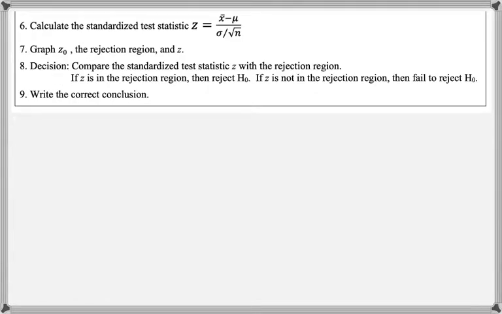On step 6, we calculate z. Step 7, graph z0, the rejection region, and z. Step 8 is the decision, so we want to compare the standardized test statistic z with the rejection region. And if z is in the rejection region, then we reject the null hypothesis. If z is not in the rejection region, then we fail to reject the null hypothesis. And step 9, we have to write the correct conclusion.